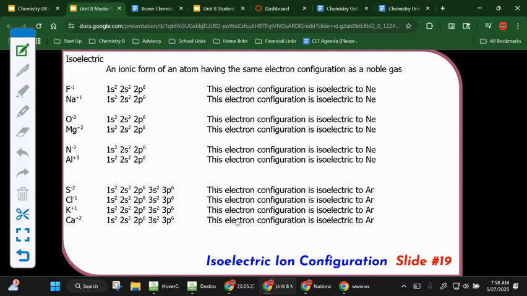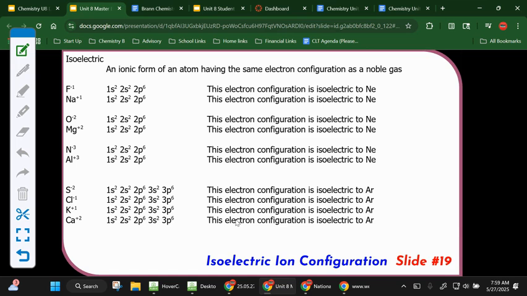But when they do it, ladies and gentlemen, when fluorine gains 1 electron to become a -1, it now has 10 electrons and it is isoelectric to neon. When oxygen gains 2 electrons to fill its outer shell and become stable, it looks just like neon as well. So does nitrogen, so would carbon if it were to gain 4 electrons. Nonmetals are always isoelectric to the noble gas at the end of their row or period because they are gaining electrons.